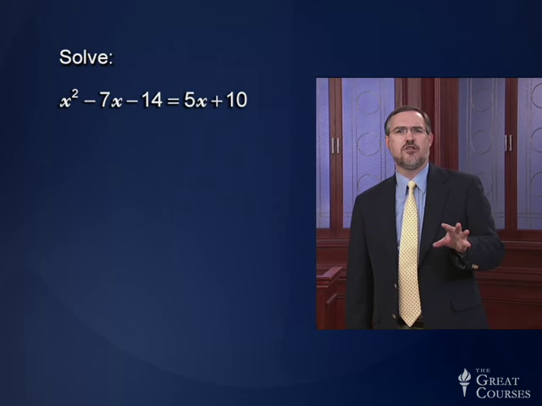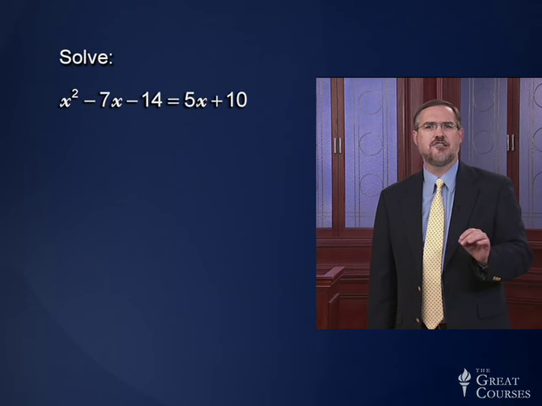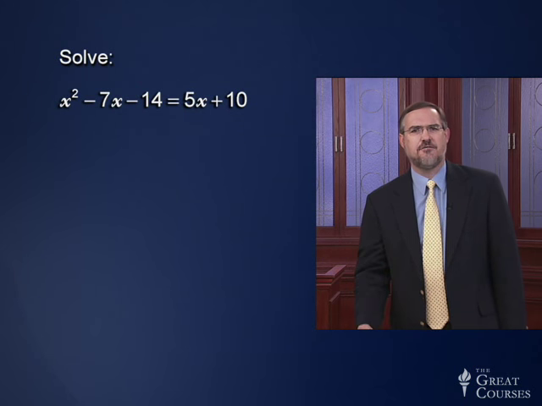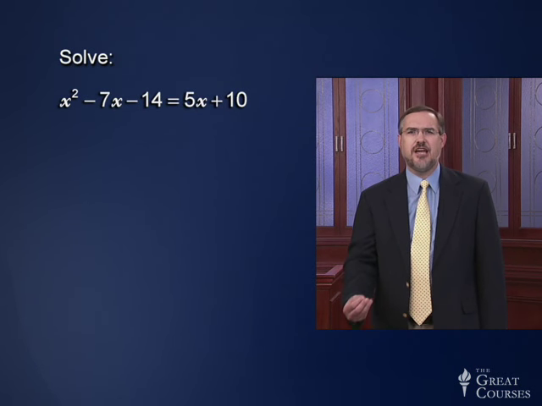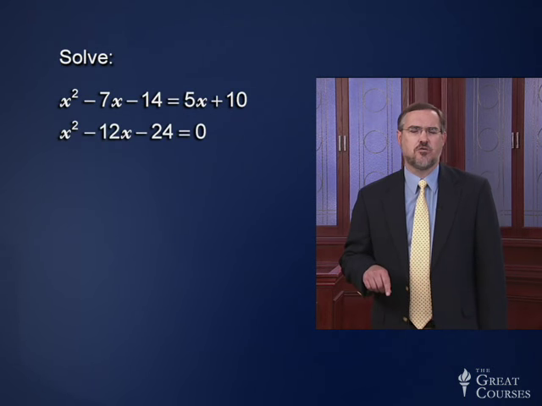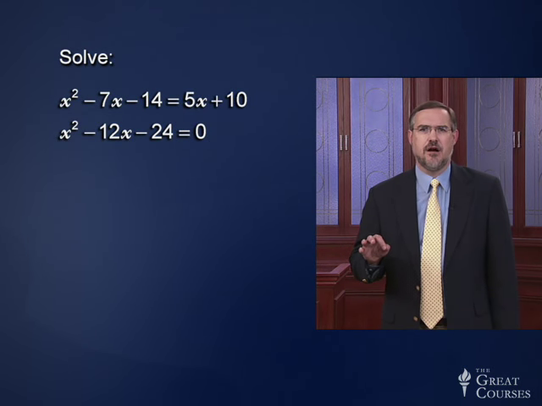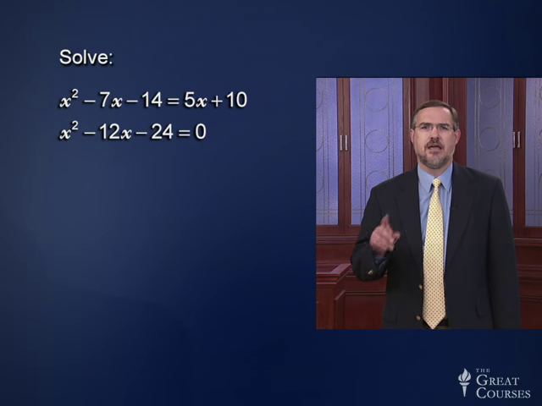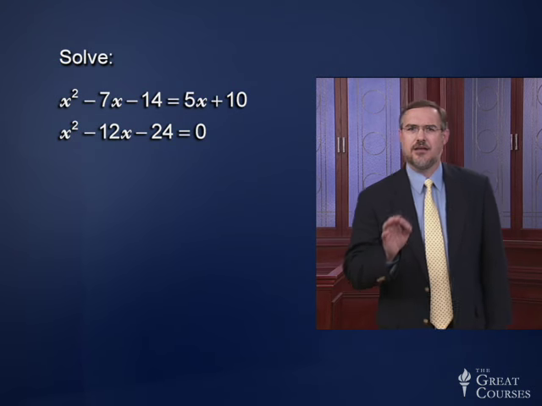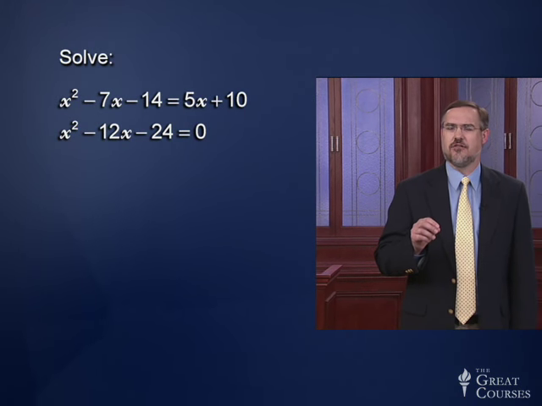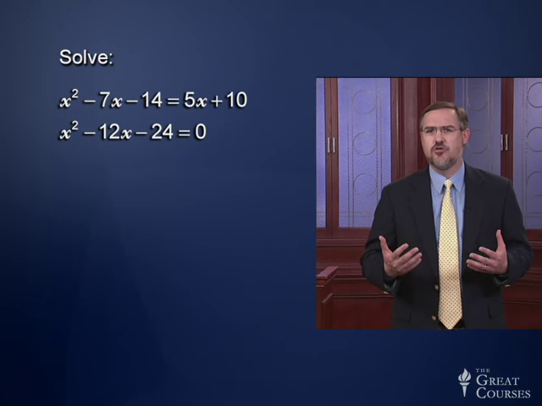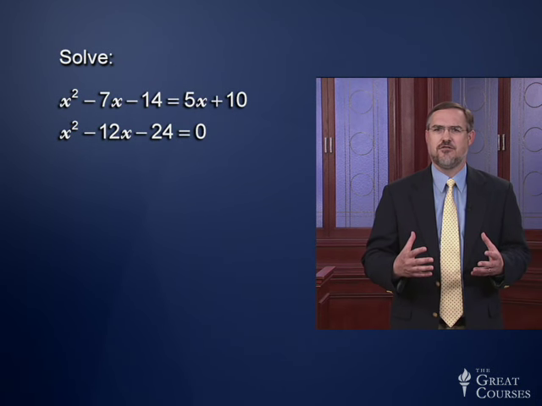So if I start with my original equation, x squared minus 7x minus 14 equals 5x plus 10, and I subtract a 5x from both sides, and I subtract 10 from both sides, and I simplify, I'm going to have x squared minus 12x minus 24 equals 0. Now, notice that what we're left with now is a quadratic equation. There really is an x squared there, and because of that, we know that we can use any of the tools that we've been learning about in the last few lessons.